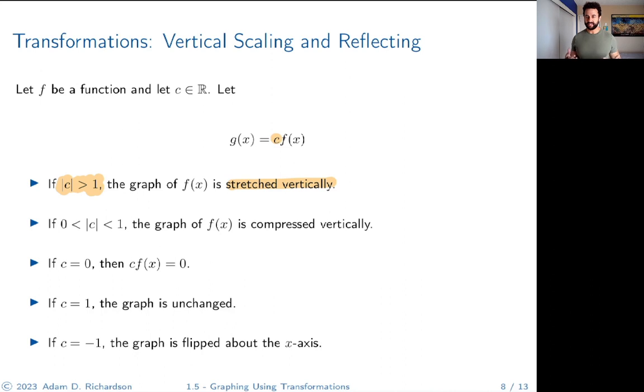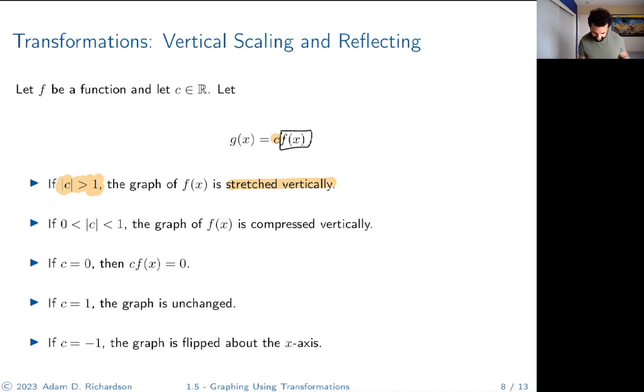Why does that make sense? Well, if I've got my outputs f of x, and I multiply those outputs by a number that's bigger than 1, or whose size is bigger than 1, it's going to take those outputs and stretch them vertically, right? Because now we're going to have not just one of them, we're going to have more than one. So if f of x was like 2 and c was like 3, well, now I'm going to have 6, right? Because 3 times 2 is 6. It's going to stretch everything vertically.